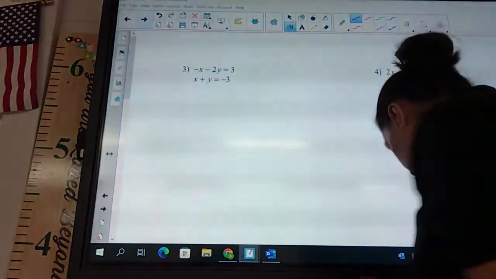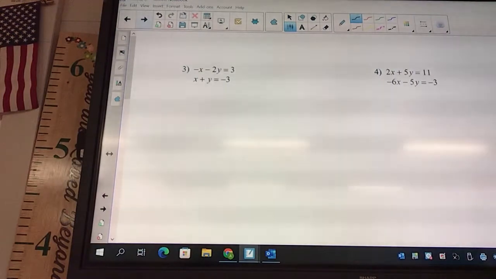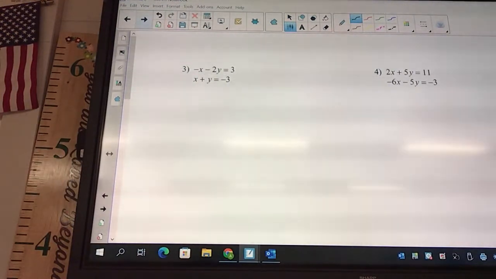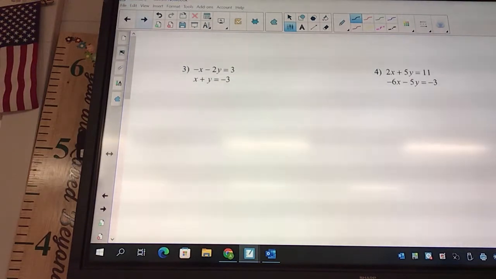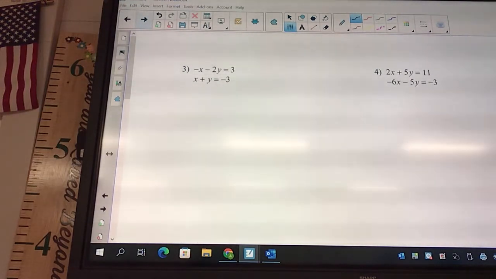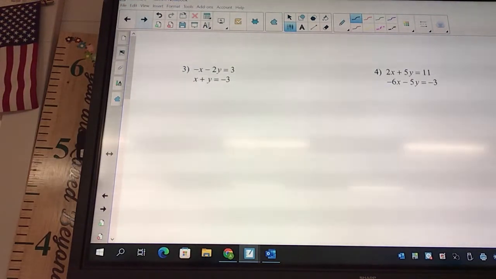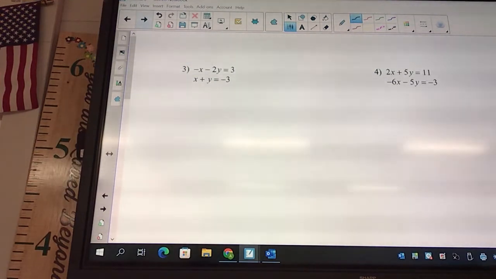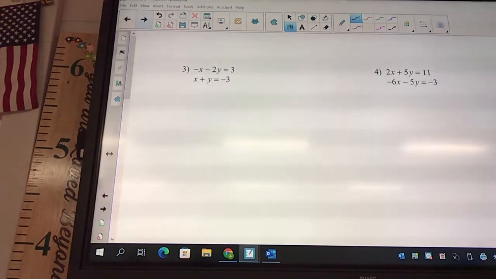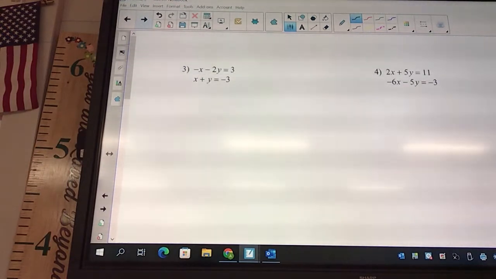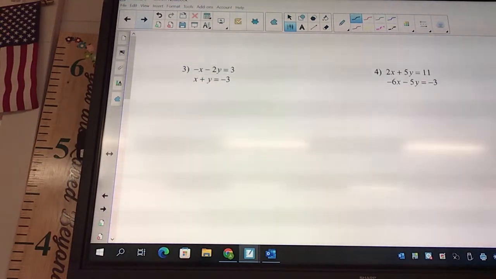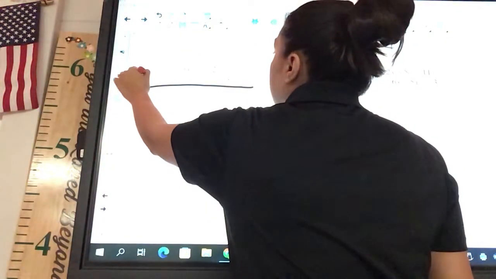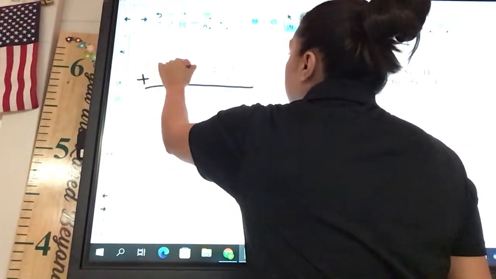Look at number 3. Do we have two numbers that are the same? Yes, what are they? The x, it's both a 1 and a 1. Do they have a different sign in front of them? Yeah, one's a positive and one's a negative, meaning you can add the two equations together. So this one's going to be just like the one we just did. You're going to add the two equations together.